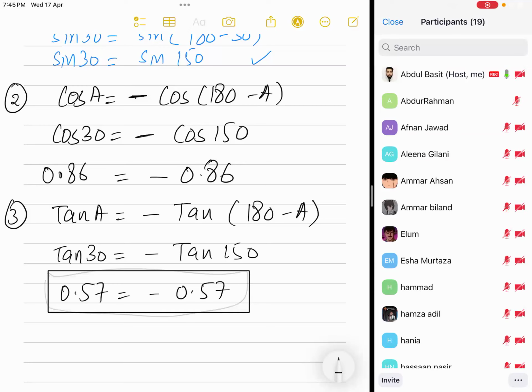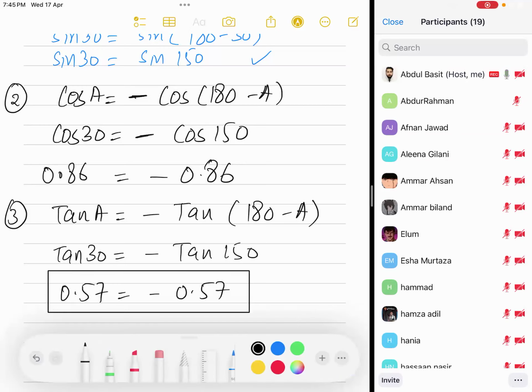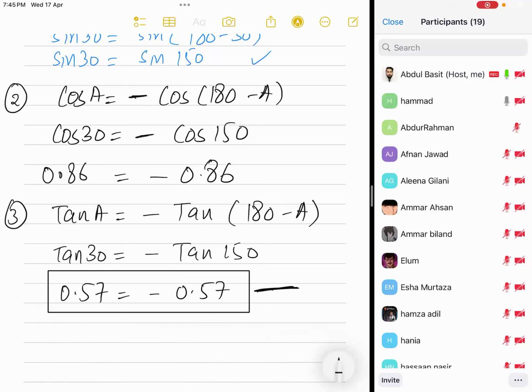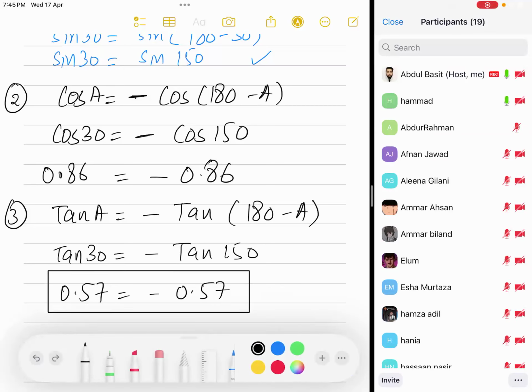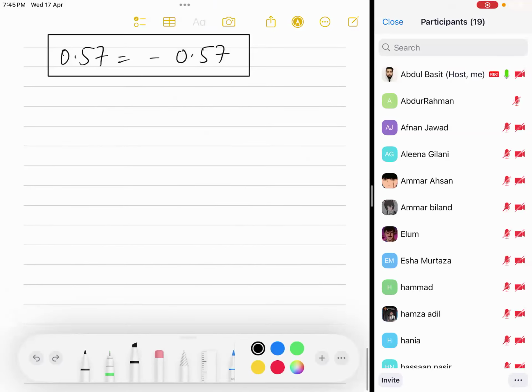Check. These two answers are negative. Well done. Okay, now O level students, you can quit the class because trigonometric equations are not part of your syllabus.